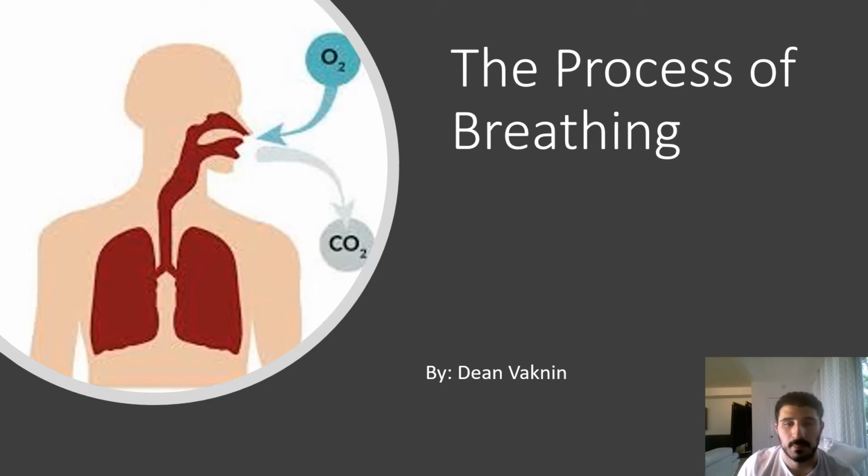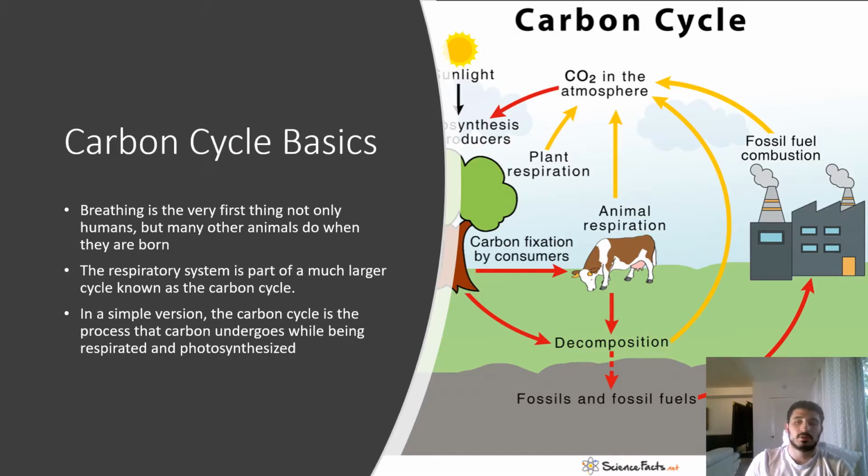So let's begin. Respiration is actually a small part of a larger cycle, known as the carbon cycle. The carbon cycle is basically, in a simple version, all the carbon dioxide that is transferred and moved through our atmosphere and our ground and things like that. A few ways that carbon dioxide is created is through respiration of animals, us, through fossil fuels being burned, through decomposition, things like that. Those are just a few basic things that create carbon dioxide.